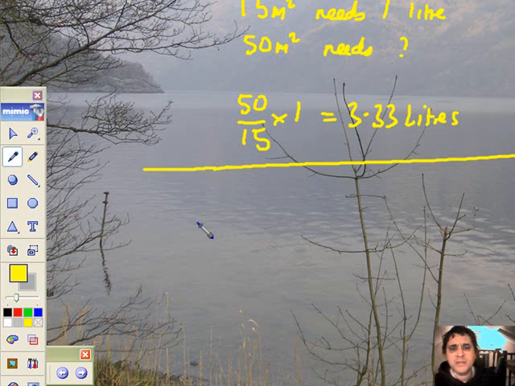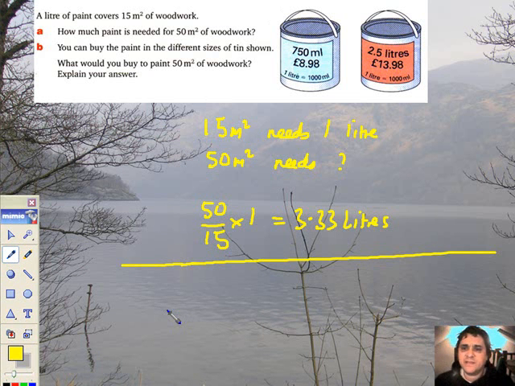Part B. You can buy the paint in the different sizes of tins shown: 750 millilitres or 2.5 litre tin, which is a lot bigger. What would you buy to paint 50 metres squared worth of wood? Now I know the 50 metres squared worth of wood requires this many litres of paint. Now I could only buy whole tins. So let me have a look here. I've got 3.33 litres which I need.